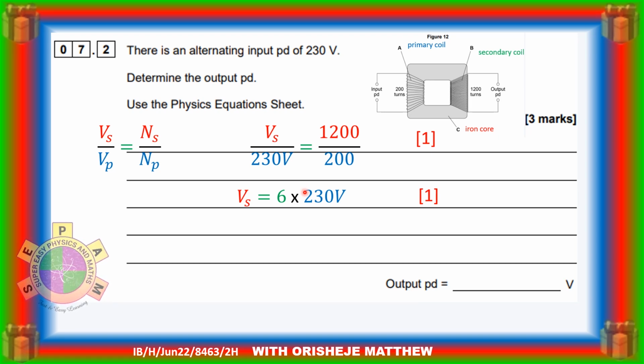So the output PD is 1380 volts. So the voltage has been stepped up from 230 to 1380 volts.